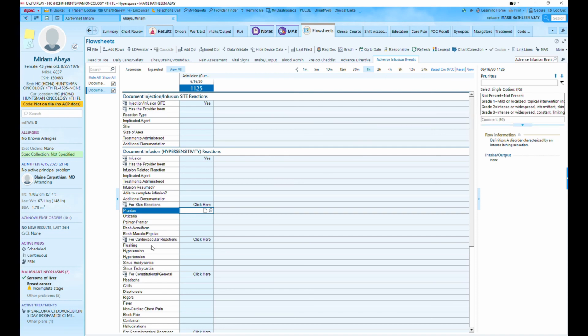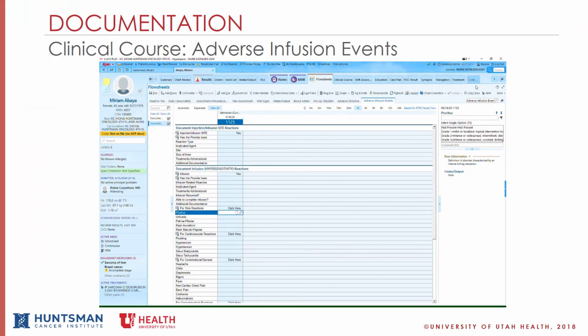And this is an example of how the information comes up. If you go down to one of the reactions, so this is a skin reaction, and then we're going to go to pruritus. You can see it has the grade 1, 2, and 3, and you can hover over for the big definition of what those mean. So those are two different options in how you can chart the adverse infusion events.